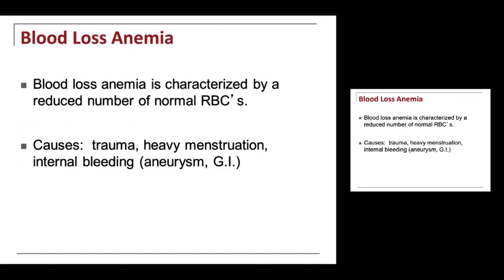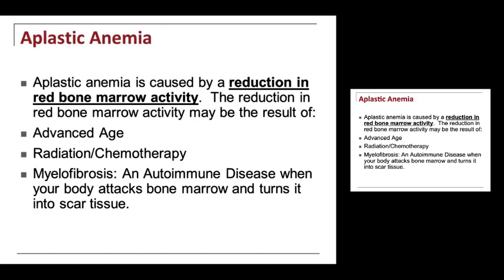So blood loss is as it sounds. It's a blood loss anemia that's characterized by a reduced number of normal RBCs. Causes include trauma, heavy menstruation, or some sort of internal bleeding, like from a blood vessel that ruptures, or an aneurysm, or some sort of ulcer in the stomach or anywhere in the GI tract, the gastrointestinal tract.